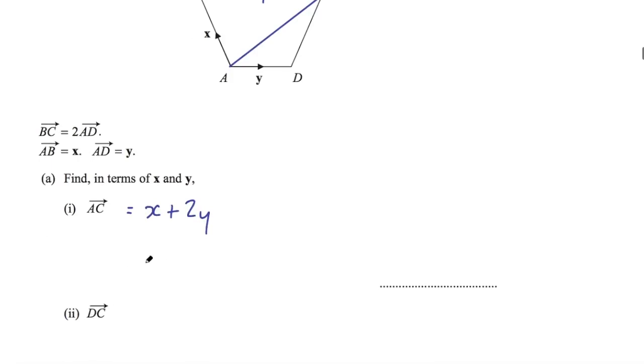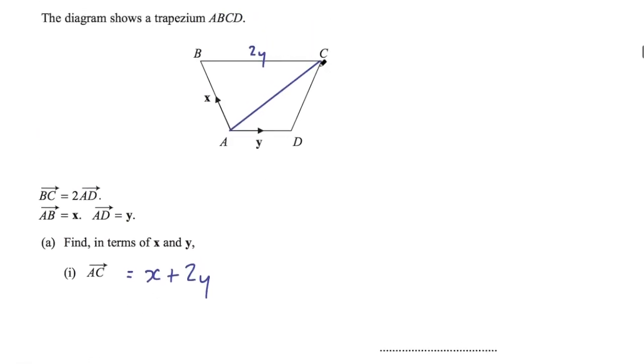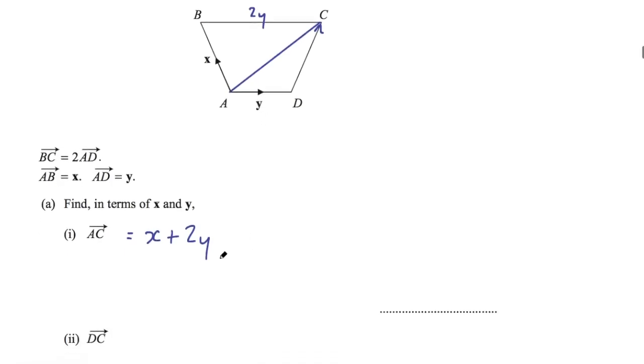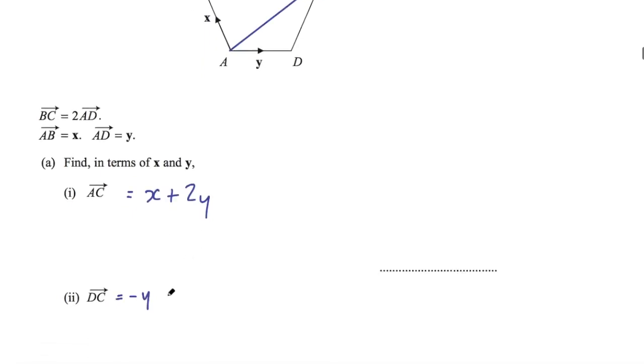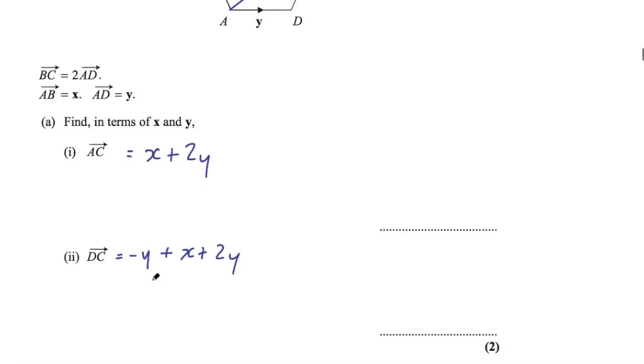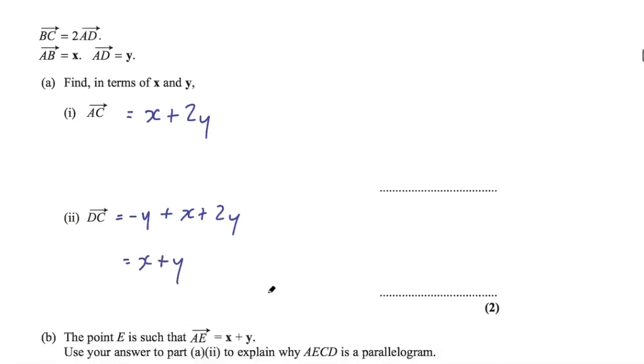Part 2 says find the vector DC. So that's going to be here. So to get from D to C, we could go from D to A and then A to C. Now to get from D to A, that's going to be minus Y. So DC is going to be minus Y plus AC, which was X plus 2Y. And then we can simplify this, so minus y plus 2y, that will be y, so DC is just going to be x plus y.